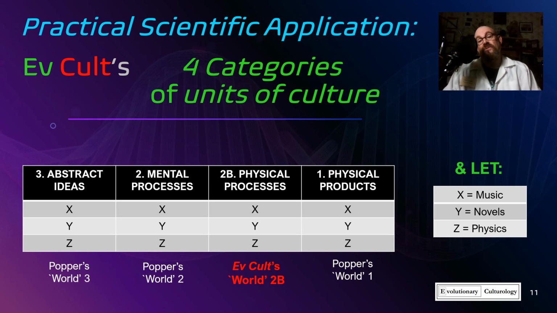So what this leads to is 4 categories: abstract ideas, Popper's World 3, mental processes, Popper's World 2, Ev Cult's World 2b, which is physical processes, so it might be a robot or an engine running, and then World 1, physical products. Then you can put domains of culture on the right there, music or novels or physics, and taxonomize the parts into the 4 separate parts of the whole for that domain.